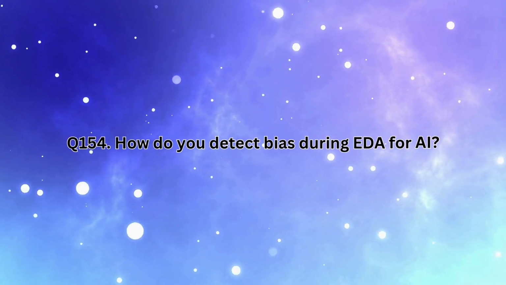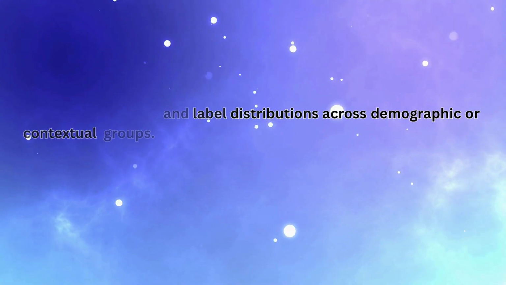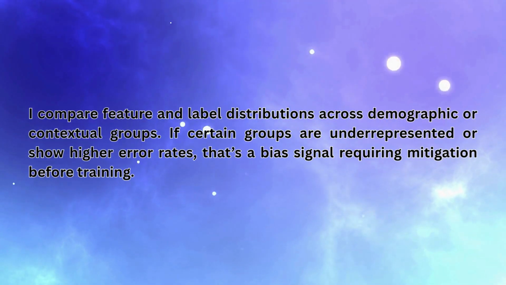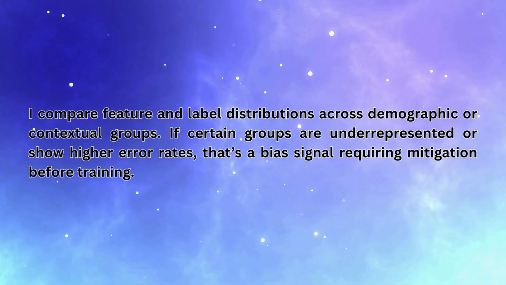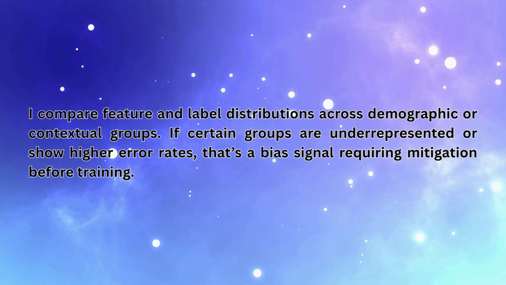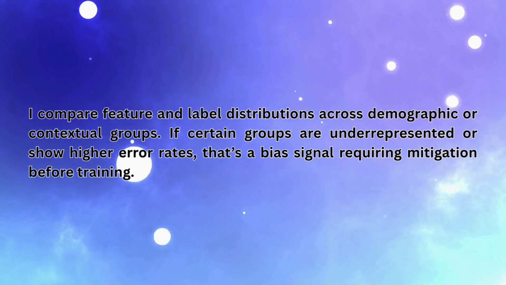How do you detect bias during EDA for AI? I compare feature and label distributions across demographic or contextual groups. If certain groups are underrepresented or show higher error rates, that's a bias signal requiring mitigation before training.